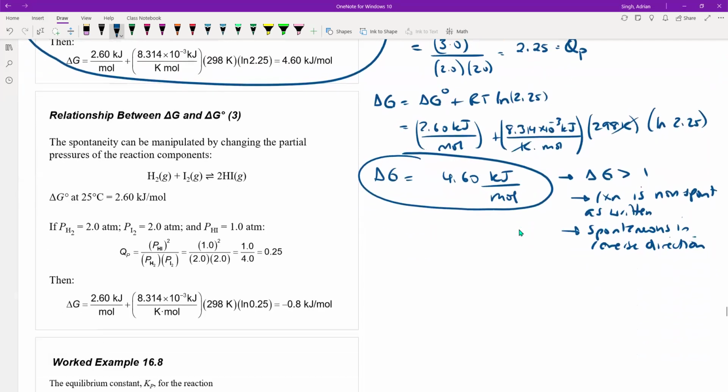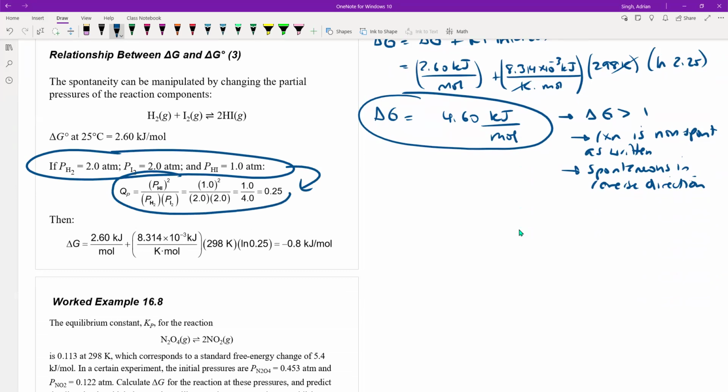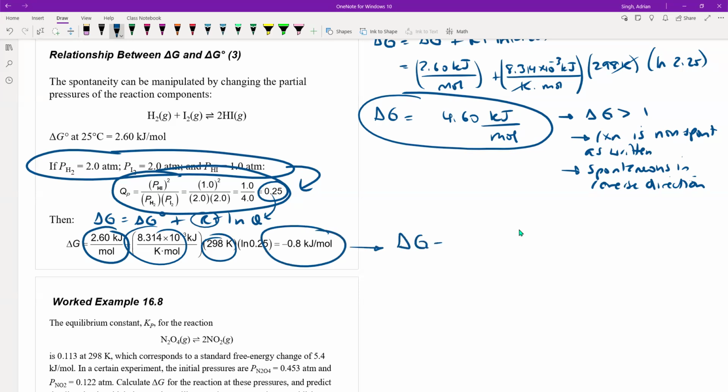We can calculate the delta G under those conditions and predict the direction of spontaneity, or in which direction the reaction will be spontaneous. If we change those partial pressures, and now let's say we have the partial pressure of H2 of 2, of I2 of 2, and then HI of 1. If we substitute those into our Q expression as well, we end up with a Q of 0.25. And then if we substitute that into our equation, delta G equals delta G naught plus RT ln Q. The R and the T, they don't change. Delta G naught doesn't change. We end up with now a delta G value here that is negative 0.8 kilojoules per mole.